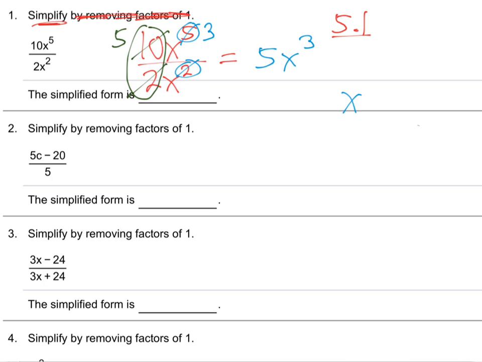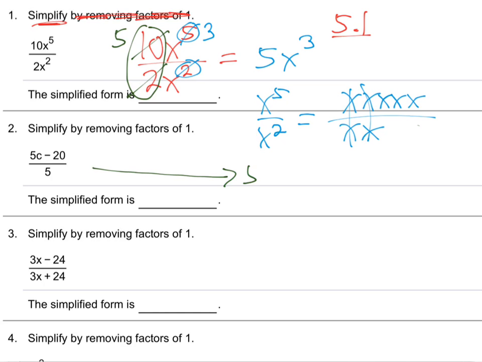Why do they subtract? Because x to the fifth over x squared, doesn't it mean 5 x's over 2 x's? And then they cancel, and what do you got? That's why the subtraction rule is true, because it's just a canceling of x's. Does that make sense? All right, so now let's go on to number 2.